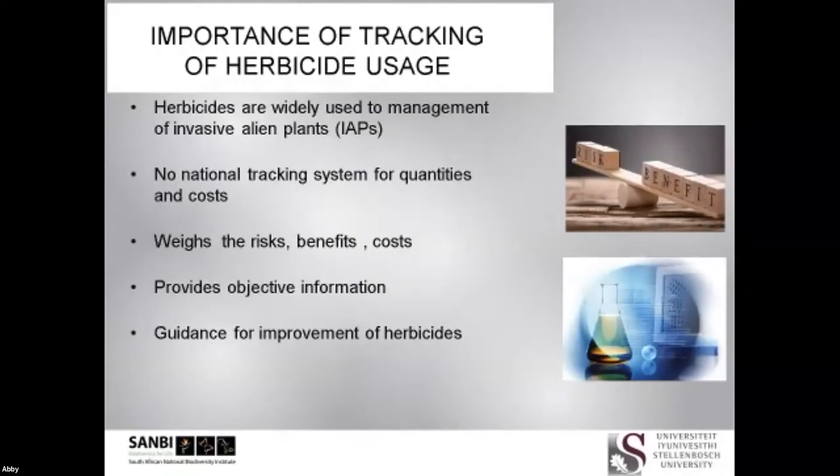Herbicides are widely used to manage invasive alien plants. However, in our country, we don't have a national tracking system for quantities and cost of herbicides used for nature conservation purposes. Although this information is very crucial because it assists us to weigh the risks and the benefits against the cost of herbicides used. It provides objective information that assists us in decision making, so that decisions are based on evidence rather than personal beliefs. It guides herbicide manufacturers towards improving herbicides based on safety and efficacy.